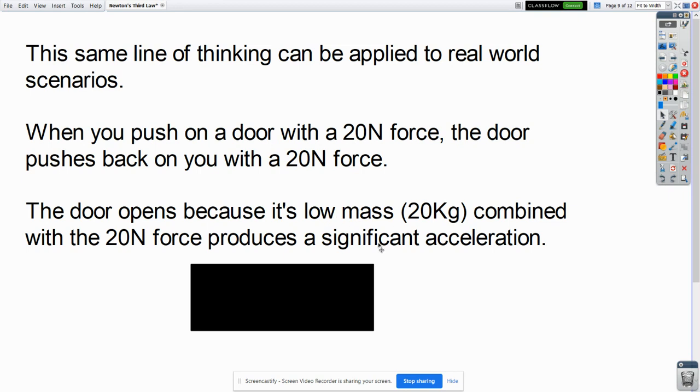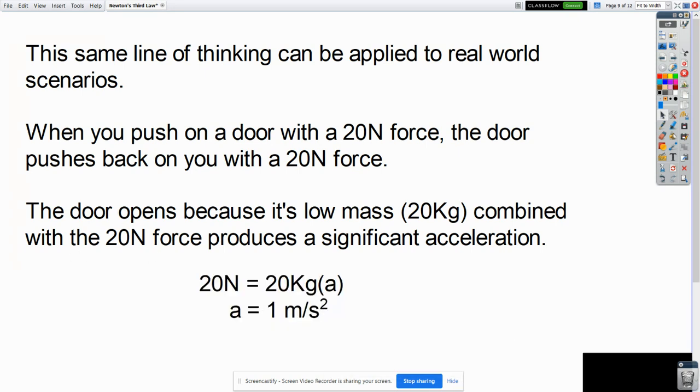The door opens because of its low mass, and I actually did look up a door on Lowe's internet site, and a typical house door has a mass of about 20 kilograms. So that's where that number came from. That's a relatively low mass. You combine that relatively low mass with that 20 newton force, you can get a significant acceleration, 1 meter per second squared.